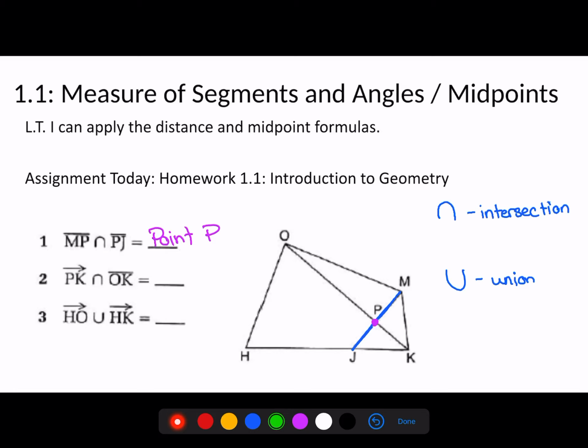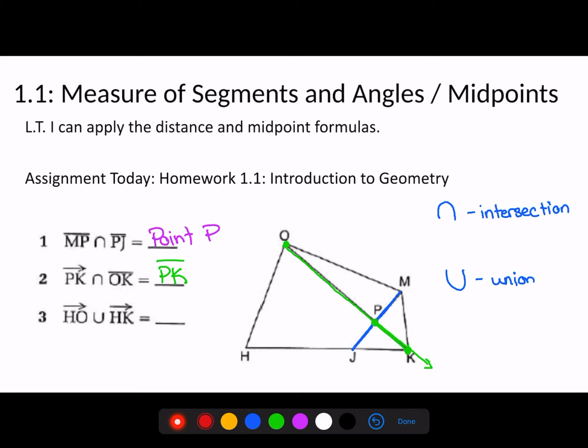Next, we're looking at ray PK. So I have a ray starting at P, going toward K. And then we also have segment OK. So I'm starting at O, working my way all the way down, and then stopping at K. So again, PK continues past, OK stops at K. Looking at these, where do they overlap? Well, they start overlapping at P, and then they stop overlapping at K, because OK stops at K. Meanwhile, ray PK continues onwards, so only this segment is overlapping. So our answer would be segment PK.